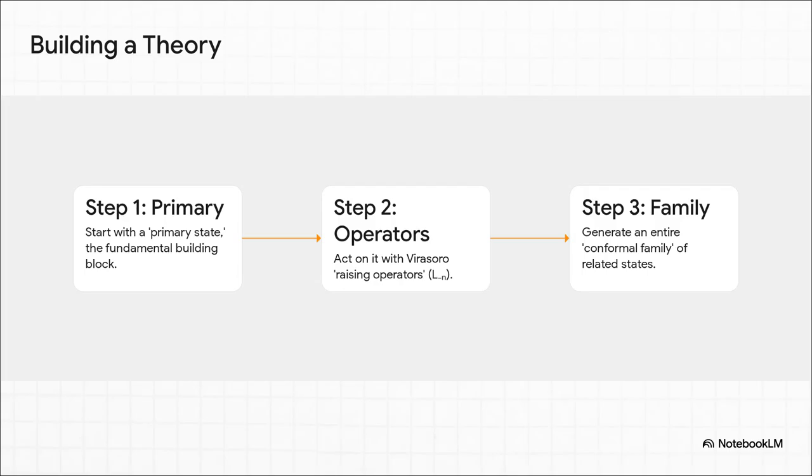So how do you use this grammar to actually build something? Well, it's a bit like building a family tree. You start with one fundamental thing, what we call a primary state, that's your basic building block. Then you just start applying those L operators, the verbs from the Virasoro algebra, over and over again. And just like that, you generate this entire conformal family of all related states and particles. It all grows from a single seed.